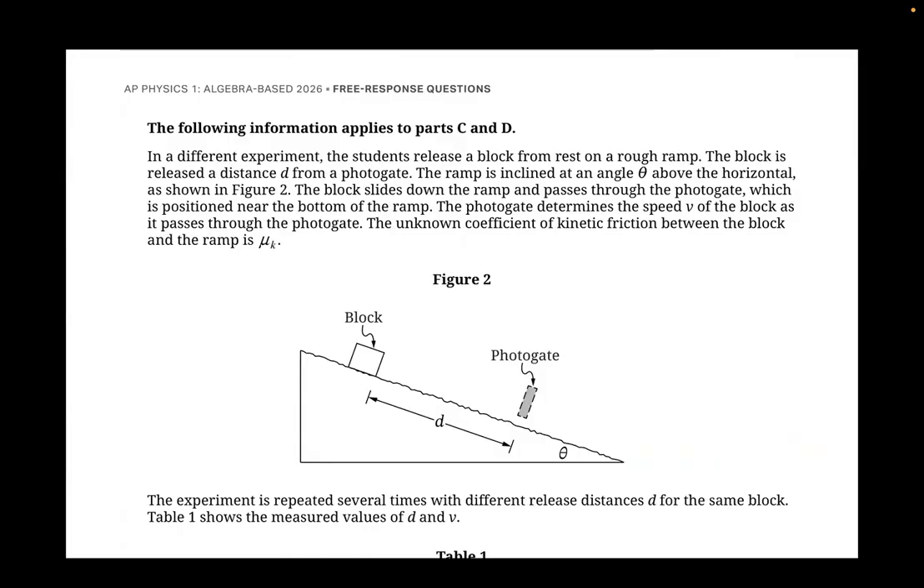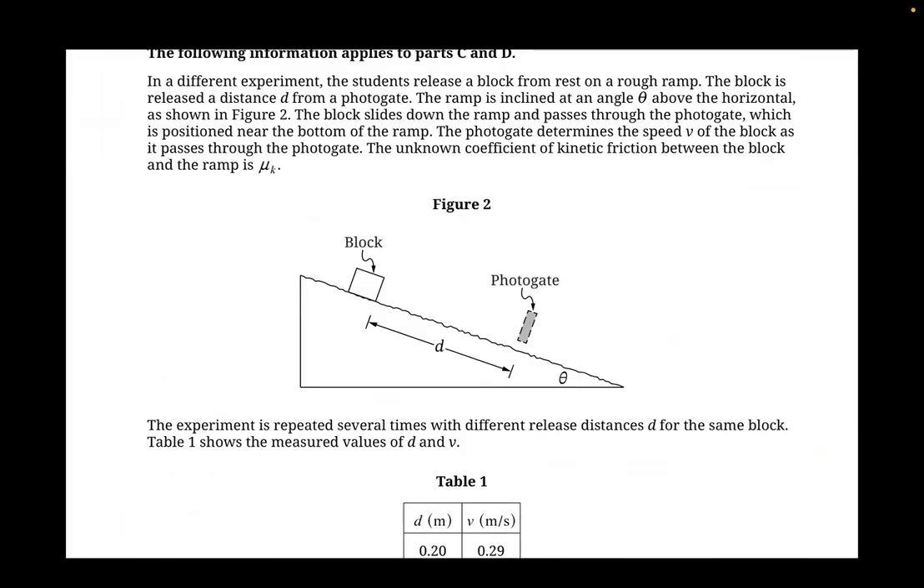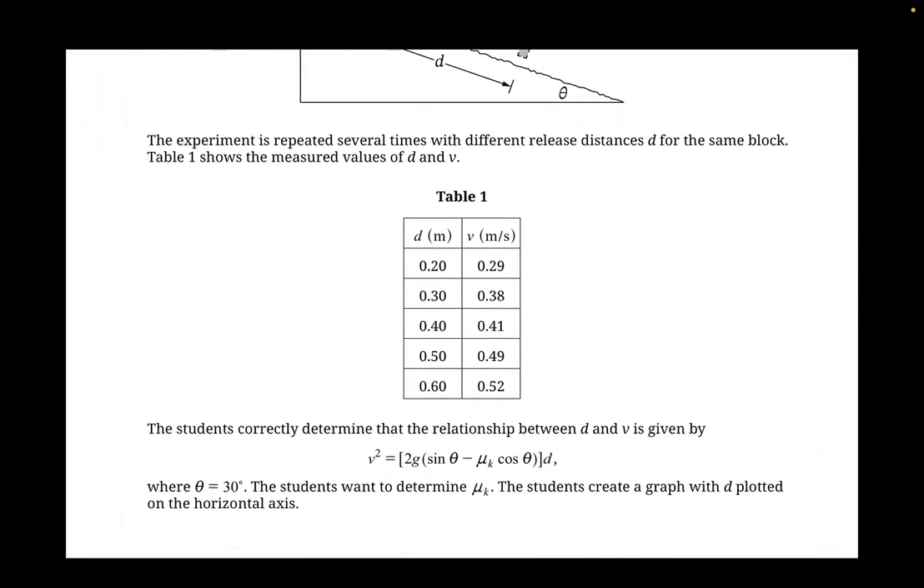All right, on to part C and D. In a different experiment, a student released a block from rest on a rough ramp. The block is released a distance d from the photo gate, and the ramp is inclined at an angle theta. The block slides down the ramp, passes through the photo gate at the bottom of the ramp, and the photo gate determines the speed of the block. The unknown coefficient of kinetic friction between the block and the ramp is mu sub k. Perfect. Okay, so we have our table. We have values for d and v, and the correct relationship between d and v: v squared is equal to the quantity 2g times the sine of theta minus mu k cosine theta, times d, where theta equals 30 degrees.